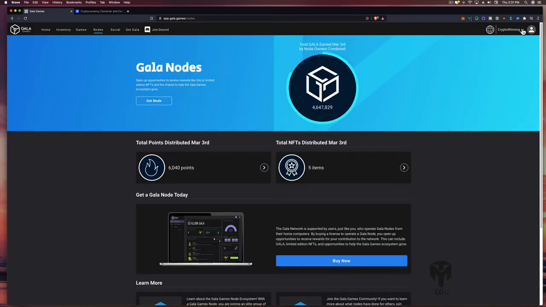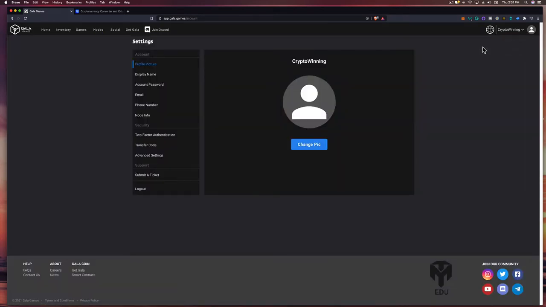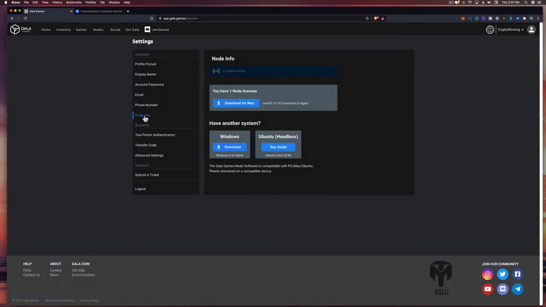So I believe go to account and go to node info. Okay, so I have one node license. Once you sign up, it usually takes like an hour and then it'll be here, maybe less. So I'm going to download this for my Mac.